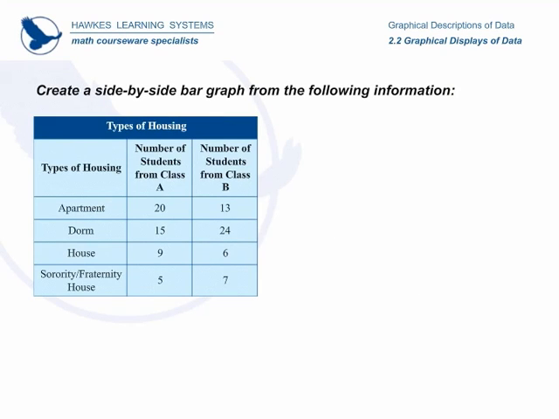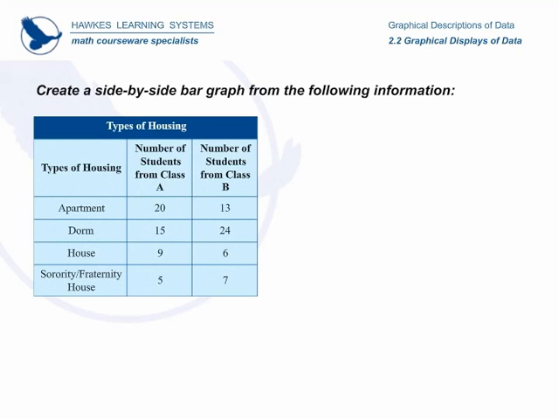Now let's take a look at how we can create a side-by-side bar graph from the following information. So we still have types of housing, but in this example we have the number of students from Class A, and we also have the number of students from Class B. For the apartment, in Class A we have 20 students, and in Class B we have 13 students. For the dorm in Class A we have 15 students, and for Class B we have 24 students. For the house we have 9 students, and for Class B we have 6 students.